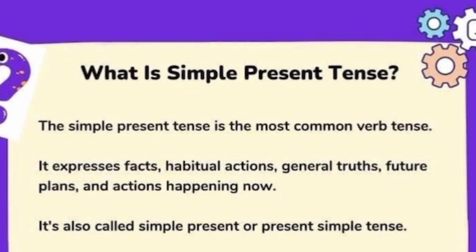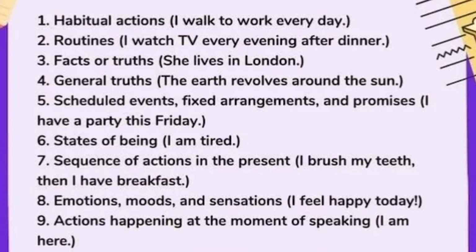But majorly, we use it for habitual action and we use it for statement of fact. Habitual action and statement of fact. Look at simple present tense. Habitual actions. I walk to school every morning. If it is Shade, we say Shade walks to school every day. Routines. I watch TV every evening after dinner. The lady watches TV every evening after dinner.